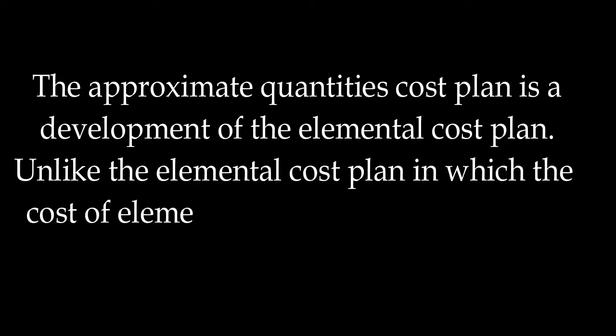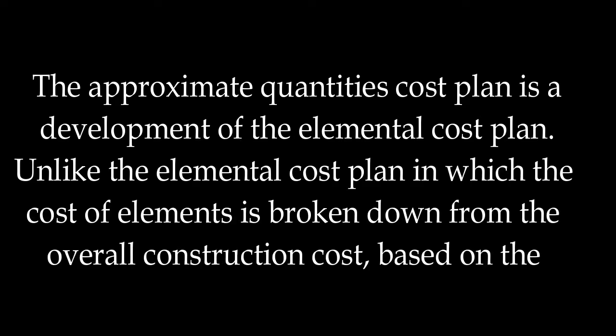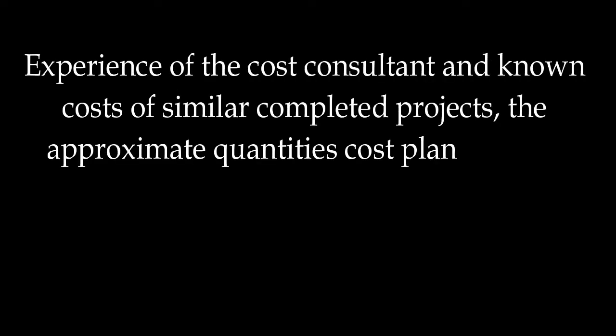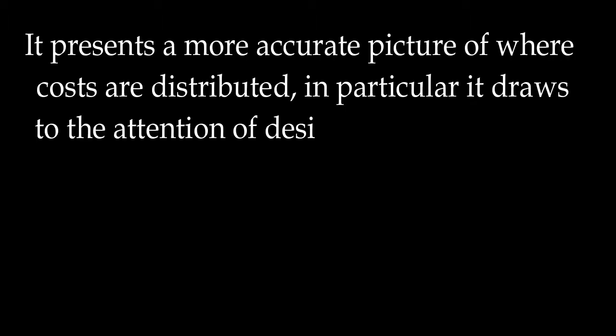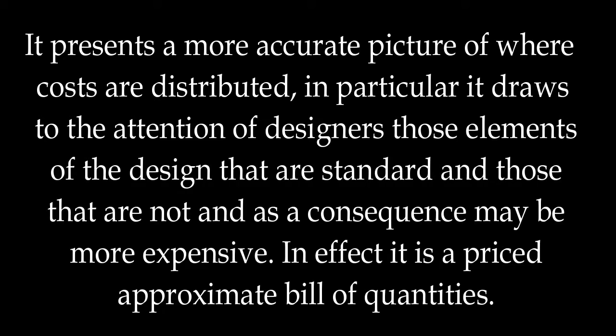The Approximate Quantities Cost Plan is a development of the Elemental Cost Plan. Unlike the Elemental Cost Plan, in which the cost of elements is broken down from the overall construction cost, based on the experience of the cost consultant and known costs of similar completed projects, the Approximate Quantities Cost Plan is a first attempt to measure defined quantities from drawings, or to take them off from a building information model. It presents a more accurate picture of where costs are distributed.